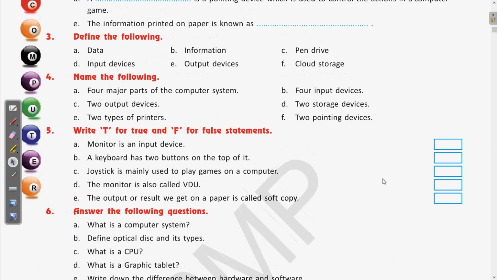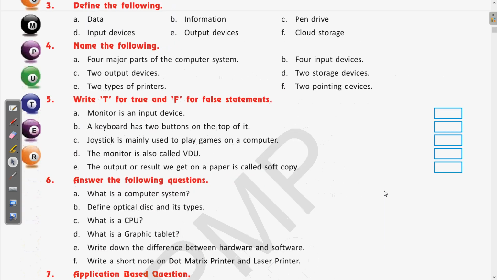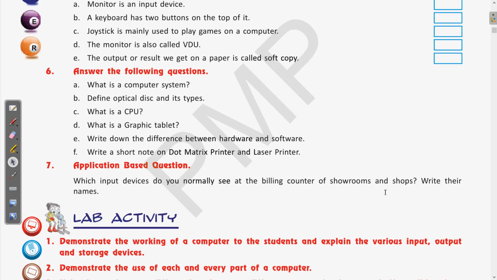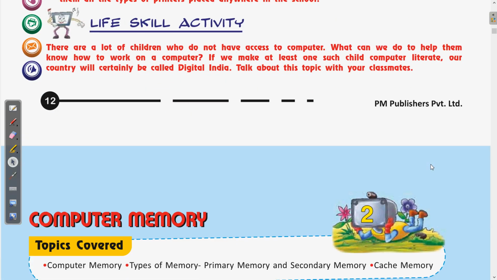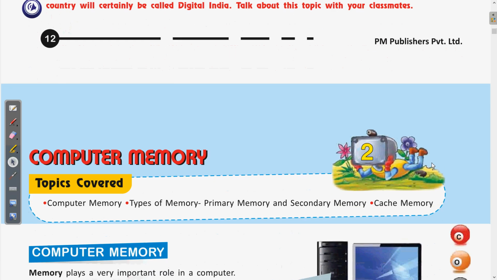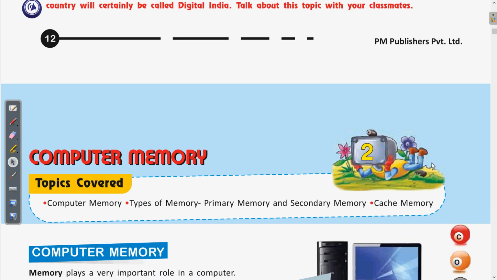If there is still any confusion in any of the questions, you can watch the video, pause there, and then mark in your book, or you can complete it in your notebook. Then in the next class we are going to cover computer memory. That will be a very interesting chapter. In this we will know how the data is saved inside the computer, and what the different parts of the memory are.